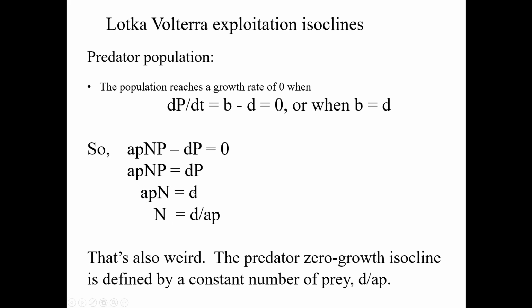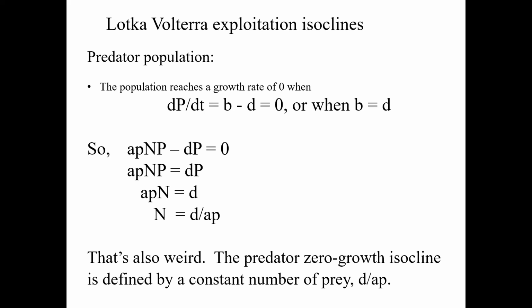And dP/dt equals zero when the number of prey equals the death rate of the predators divided by the predation rate times the conversion rate. Okay, but that's also extremely strange because the predator isocline has nothing to do with the number of predators. It only has to do with the number of prey. And that number of prey is constant. It's the death rate divided by the predation rate times the conversion rate, D divided by AP.